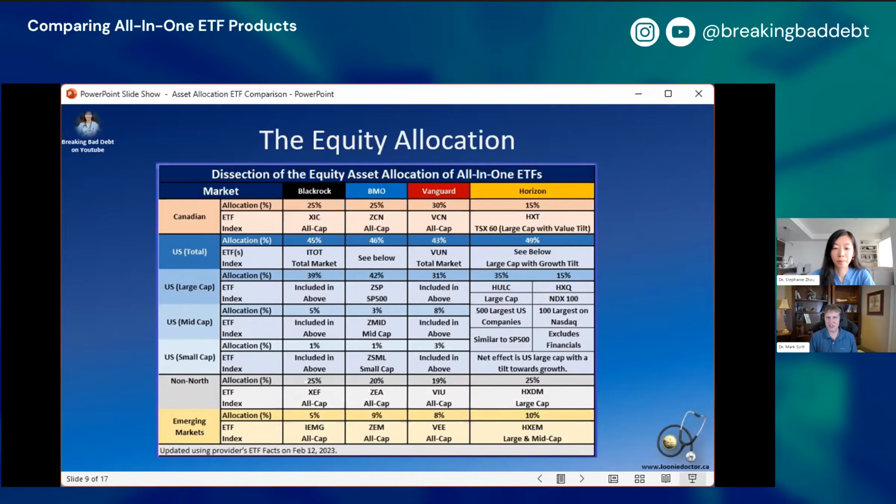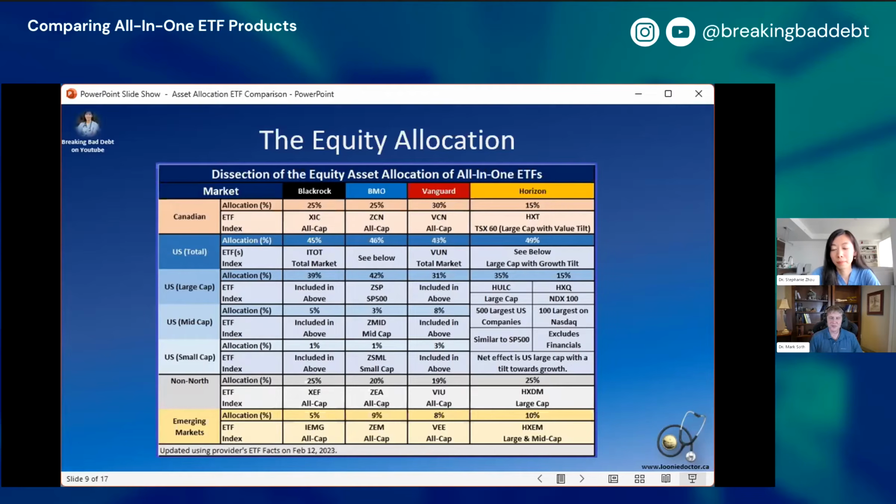Those changes are actually relatively small compared to the size of the total allocation. I actually did the math, and it works out to be an expected difference of maybe 0.15% per year in terms of the factor weighting. So it's relatively small, but it is there. I think people get worried about it, but when you do the math, it's probably a small factor, and you'd have to consider that also against the tax efficiency, which we'll talk about later.